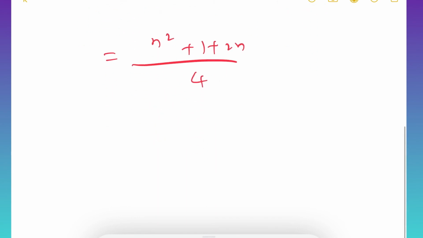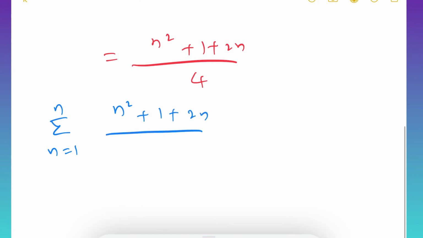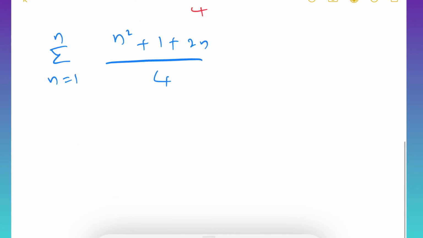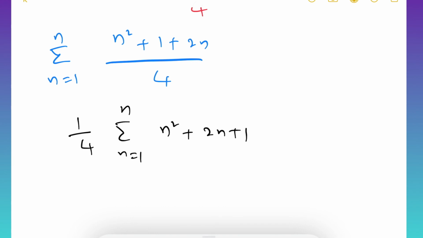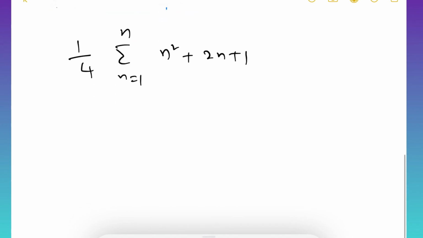Now for this apply the sum. Summation or sigma n equals 1 to n of (n square plus 1 plus 2n) whole divided by 4. Now here in the denominator we have 4, that I will take outside. So we get 1 by 4 sigma n equals 1 to n of (n square plus 2n plus 1). Just I am writing it in order. Now 1 by 4 is for the total number, that I will write here also.